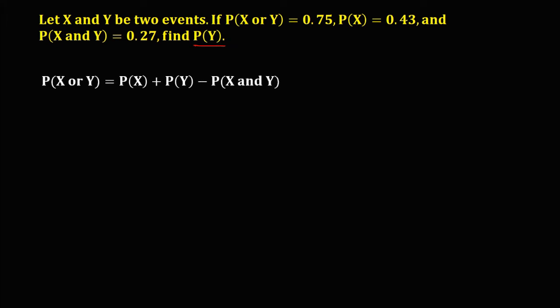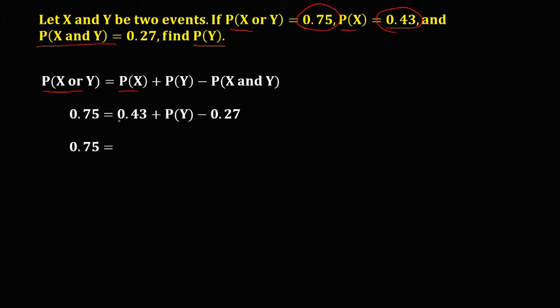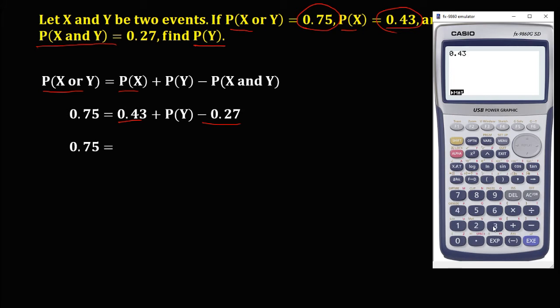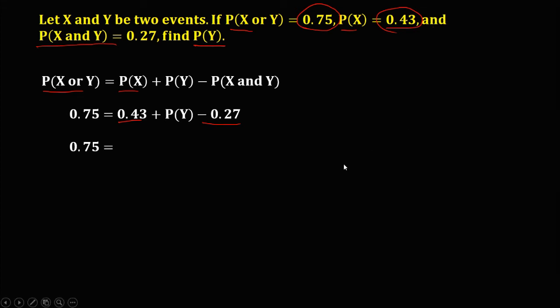So using this formula, then substitute all the given, since probability of X or Y is equal to 0.75, so we have 0.75 equals the probability of X, that's 0.43, plus the probability of Y, this one is the unknown, minus 0.27 for the probability of X and Y. Then simplify, so we have 0.75 equals, so combine this 0.43 minus 0.27, that's 0.16. So 0.16 plus the probability of Y.